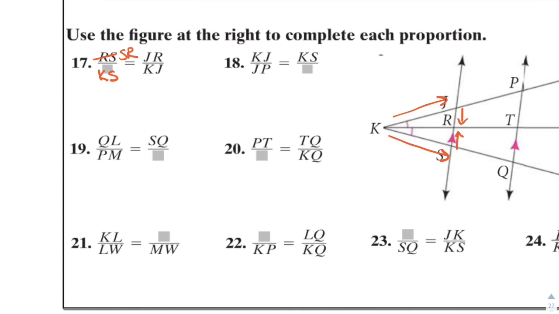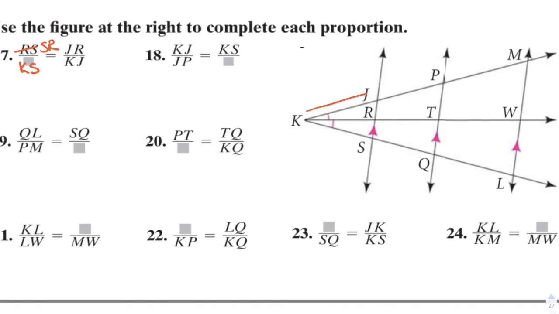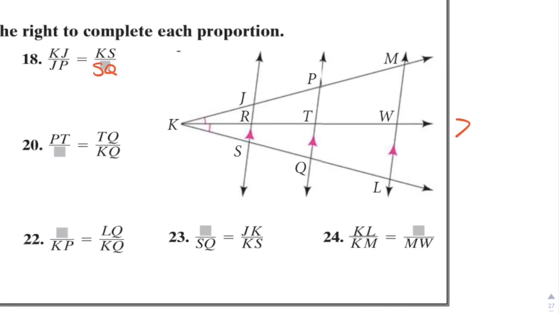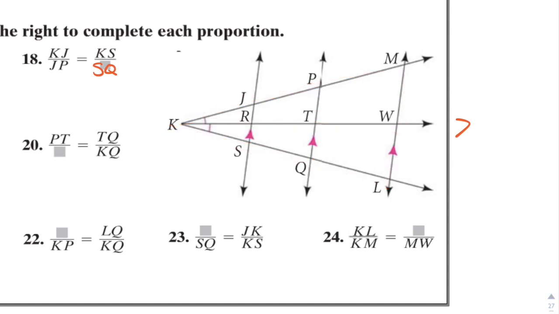Okay. The next one, we have KJ. KJ is to JP as KS is to what? Well, SQ. That's the only other one that works there. Good. And again, you just need to look at these as two triangles. Here's one, and here's the other. You have three sets of triangles that all have different proportions.